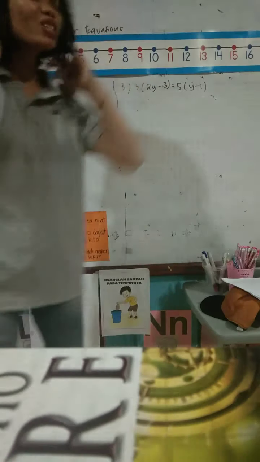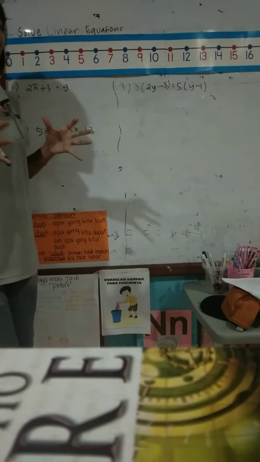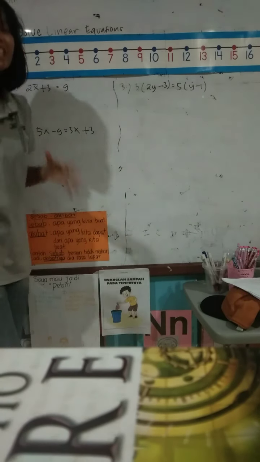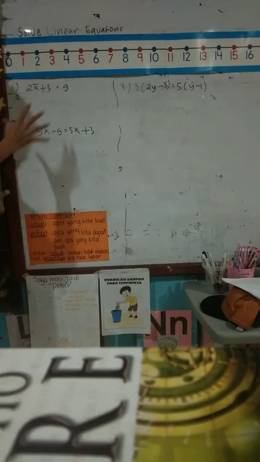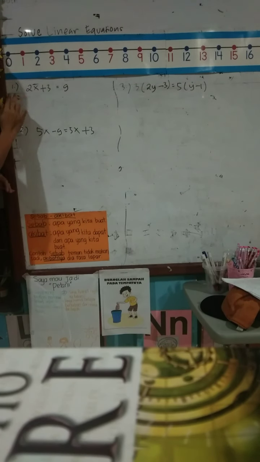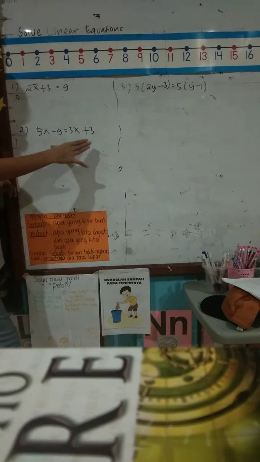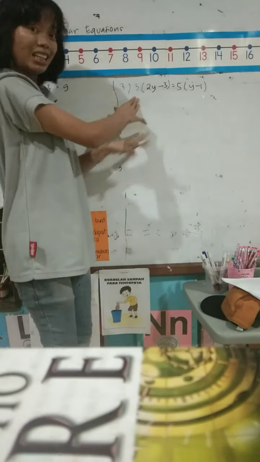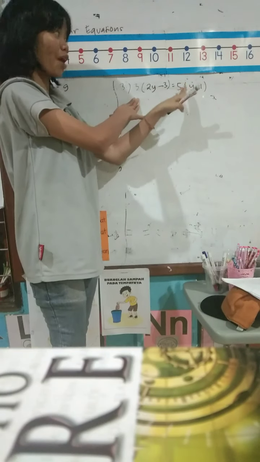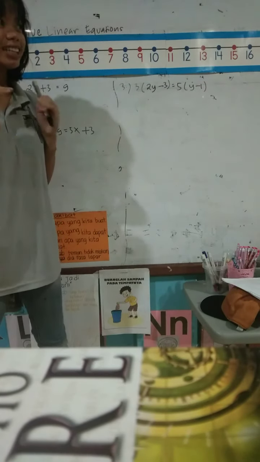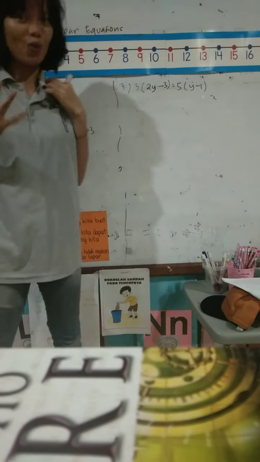Thank you so much. Today, Miss Effie will learn with you the goal of solving linear equations. I have two kinds of problems here. The first is 2x plus 3 equals 9, then 2x minus 9 equals 3x plus 3, and 3 times 2y minus 3 equals 5 times y minus 1. Okay, let's learn one by one.